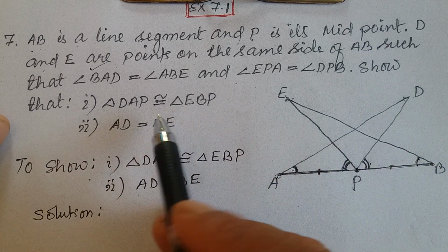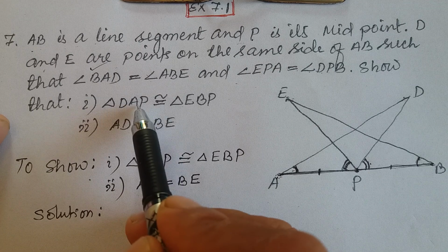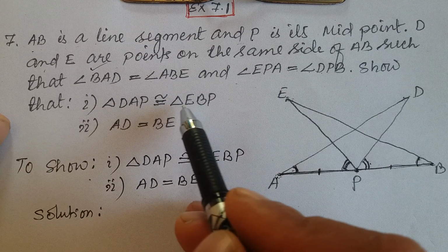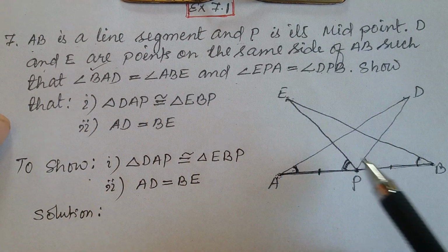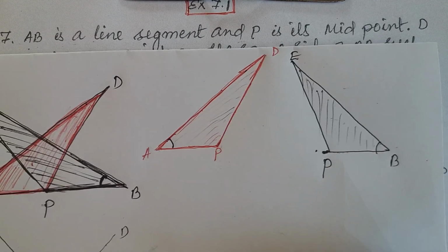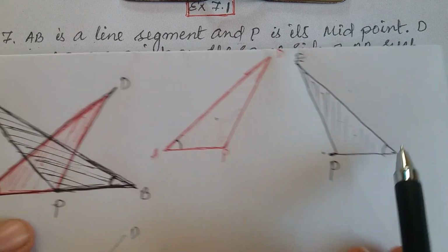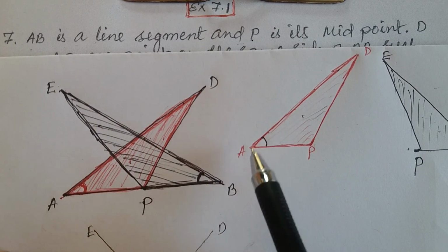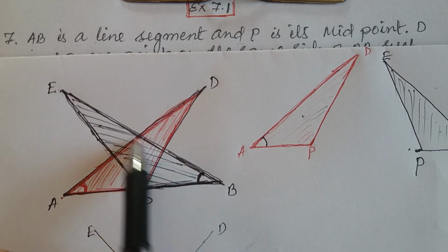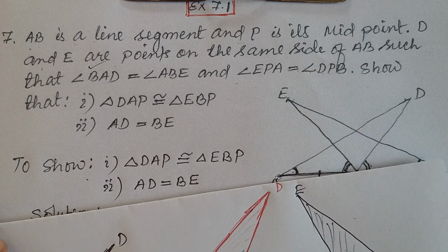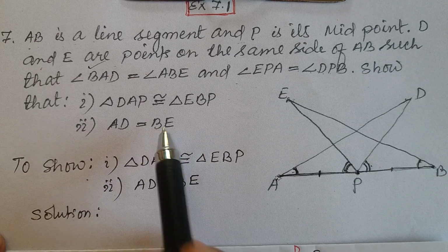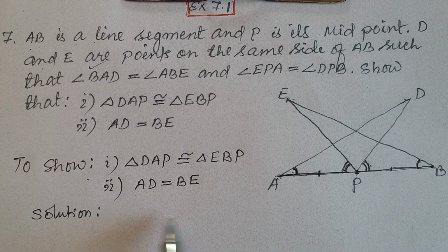Now what we have to show here is triangle DAP is congruent to triangle EBP. Here I have separated the two triangles like this. So as you can see here, this is the first triangle and this is the second triangle. The second thing that we have to prove here is AD is equal to BE. Okay, now let us try to prove this.